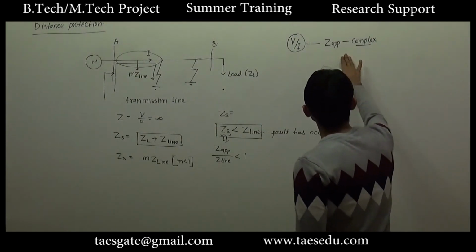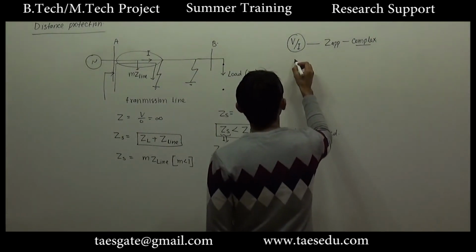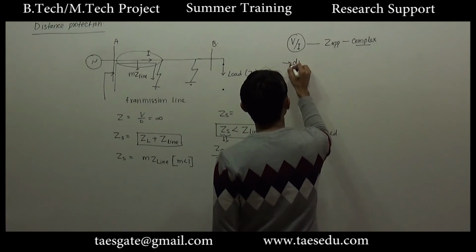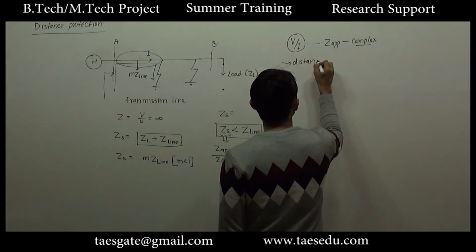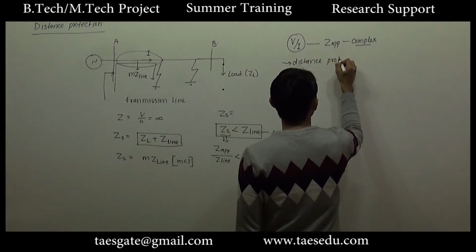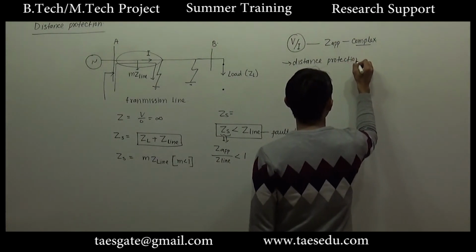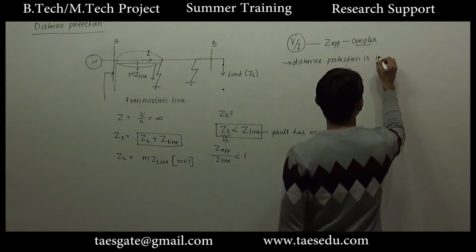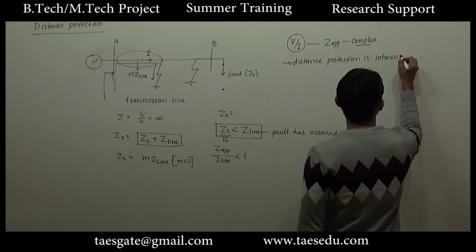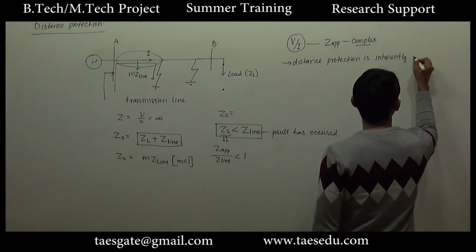and if Z apparent is complex, we can say that distance protection is inherently directional.